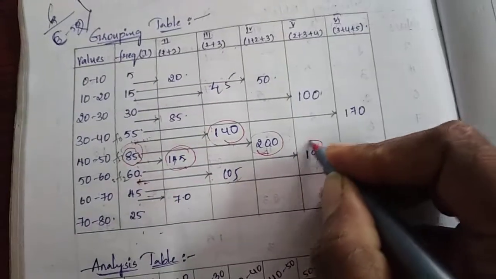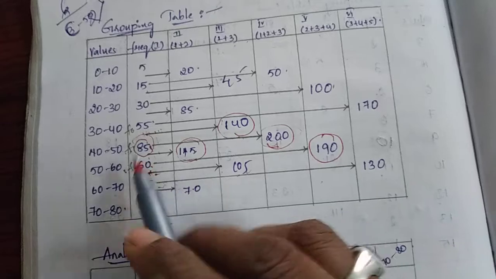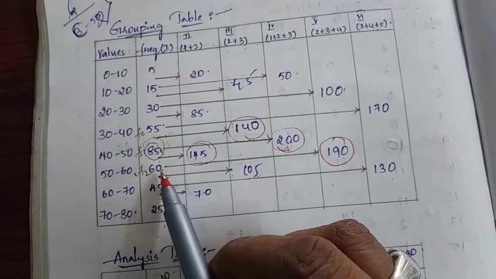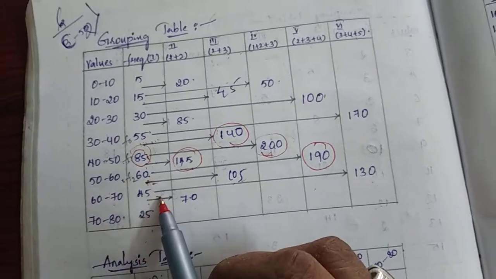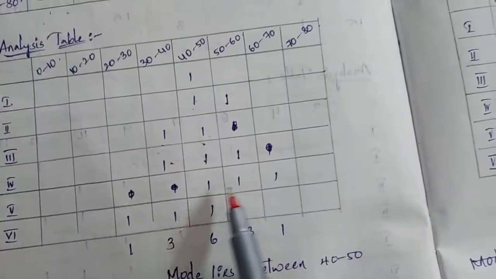So 190 is the higher value here. How did we get the 190? By adding 85, 60 and 45. So 85 means 40 to 50, 60 means 50 to 60 and 45 means 60 to 70. So in the analysis table, fifth column: 40 to 50, 50 to 60, 60 to 70.